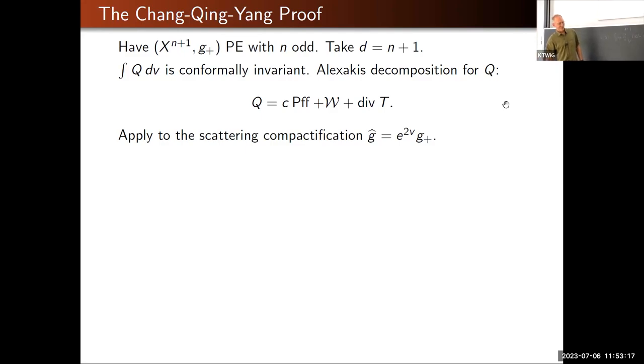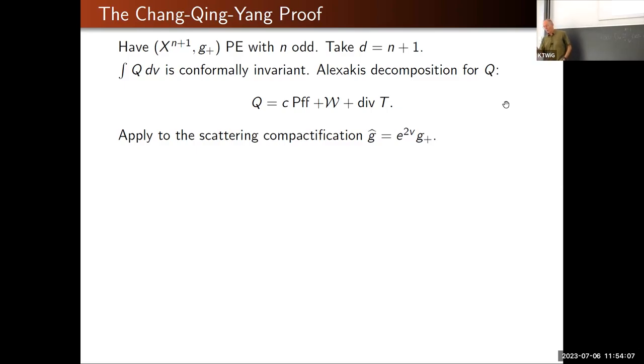It's just a theorem in algebra. You write down some combination of derivatives of curvatures, an algebraic formula, with the property that if you take any metric on a compact manifold and integrate it, what you get is conformally invariant. The theorem is that this algebraic thing can be written this way. So it's a universal formula involving any metric, and you can apply it to any metric you like. So we apply it to a scattering compactification of one of our Poincaré-Einstein metrics.